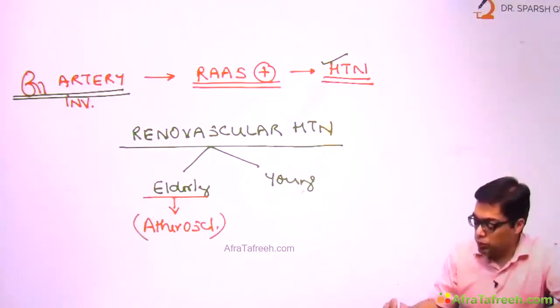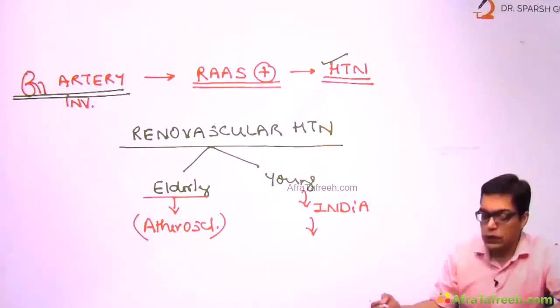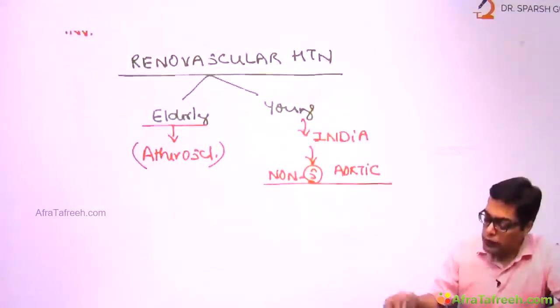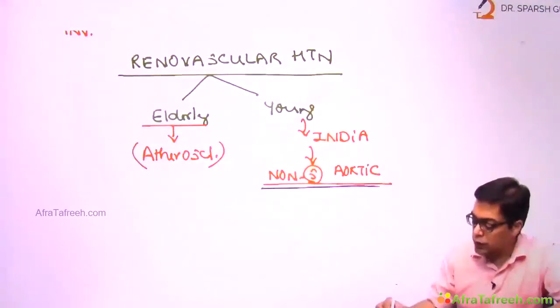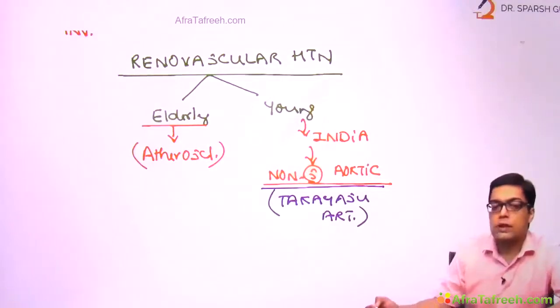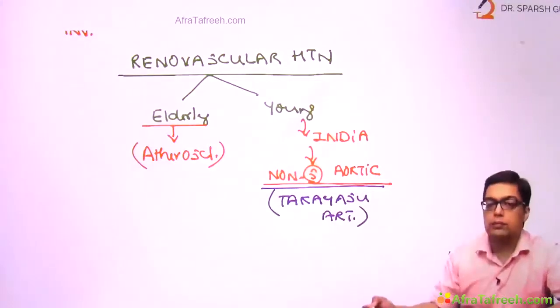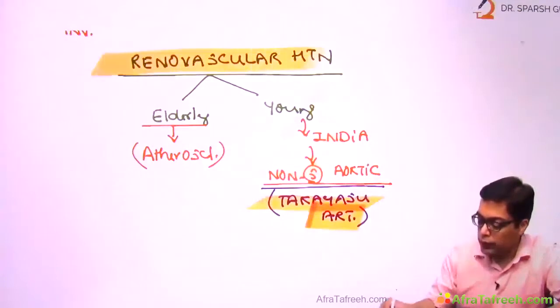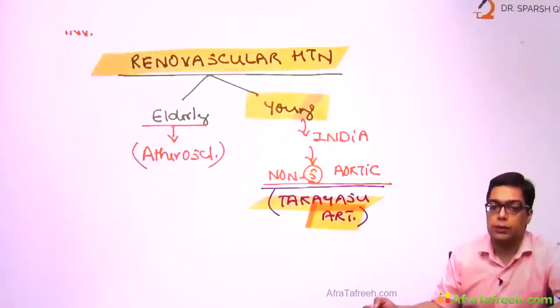But when we talk about the most common reason for the development of renovascular hypertension, particularly in context of Indian patients, that happens to be non-specific aortoarteritis, or non-specific aortic inflammation. And one of the important reasons for this non-specific aortic inflammation is the condition that we are talking about as of now, which is Takayasu arteritis. So the significance of knowing about Takayasu arteritis, especially in India, is that this condition is associated with development of renovascular hypertension in young patients.